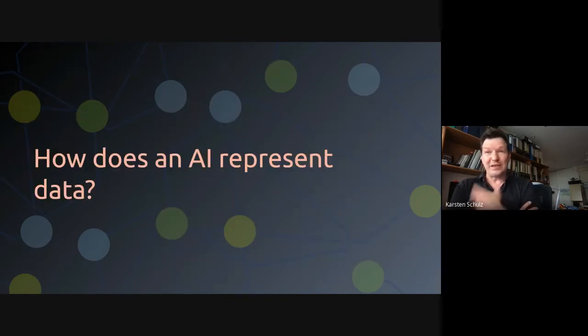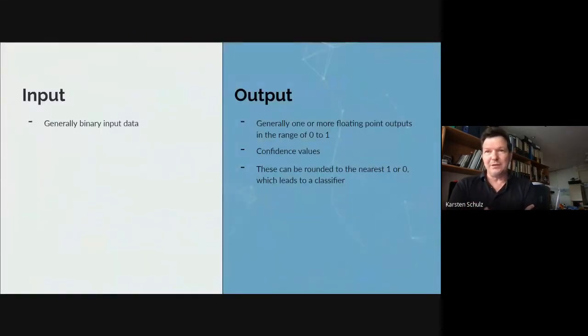Okay, next slide. So the key question that we're trying to address here is, how does an AI represent data? And in order to answer that question, we need to look a little bit deeper. We have to distinguish between the input of the AI and the output. Now, the input of an AI for our purpose here today is generally binary input data. Very simple, zeros and ones, we know that. At the output side, we usually get floating point values, but they're also usually in the range between 0 and 1. And we also call them confidence values. We're going to see them shortly.